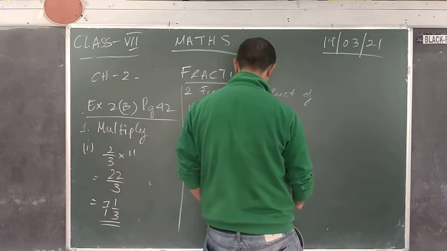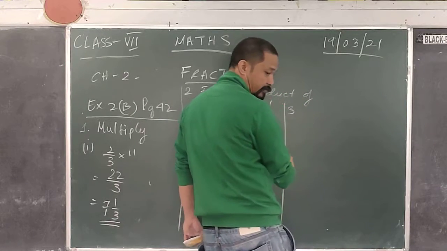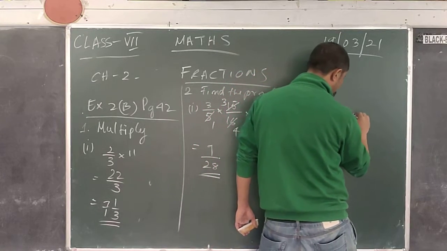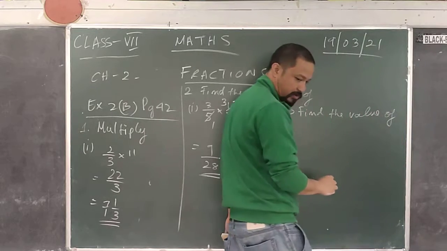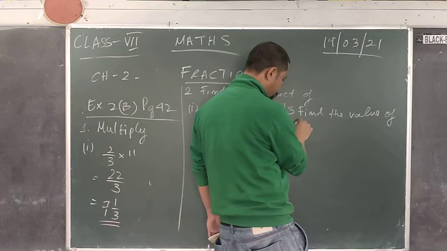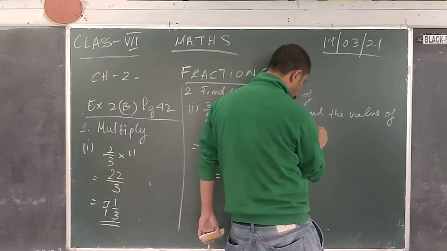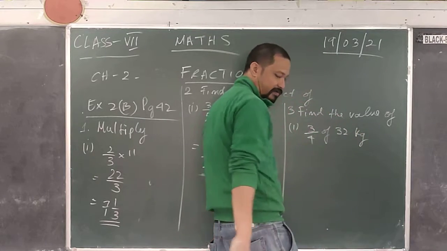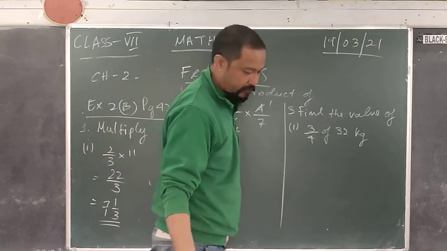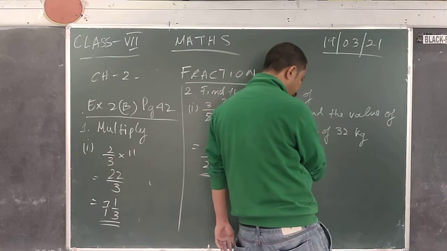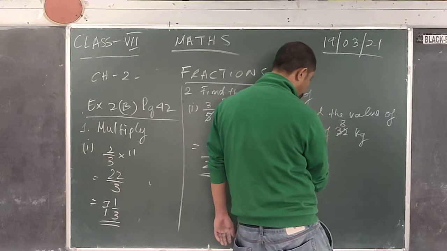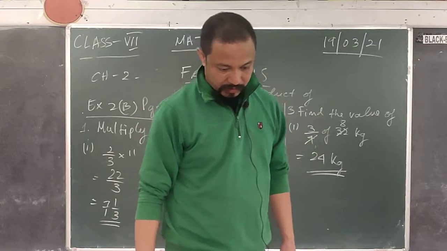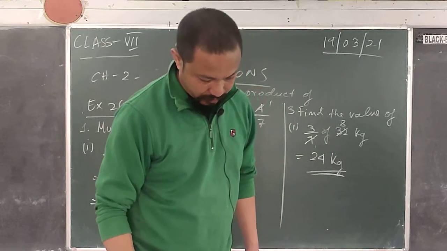Question number 3 says find the value of. The first one is 3/4 of 32 kg. So how are we going to do that? This "of" means multiplication. 4 1s are 4, 4 8s are 32, 8 3s are 24 kgs. Okay, so this is how you do it. Question number 2 and 5 from question 3 will be for homework.